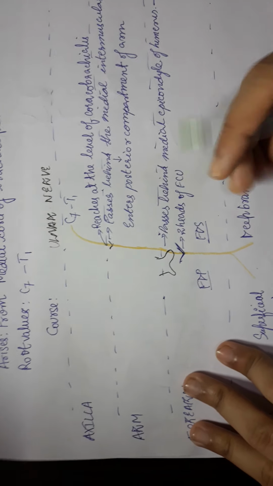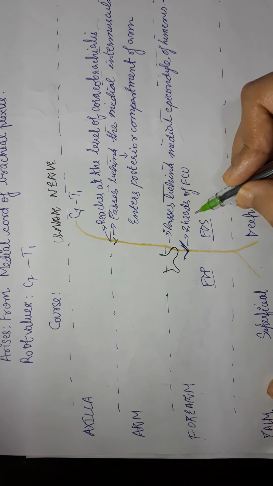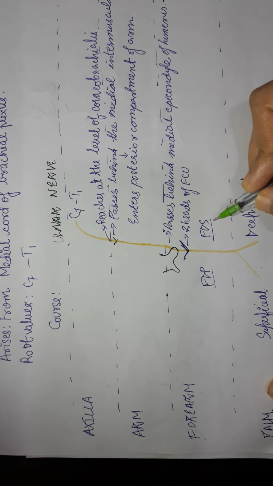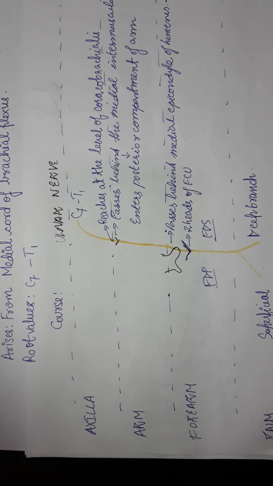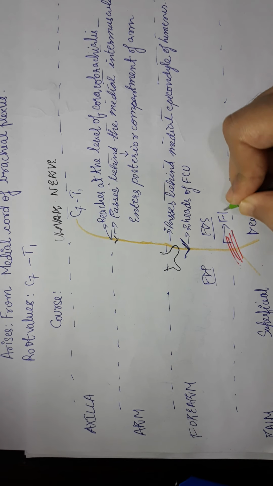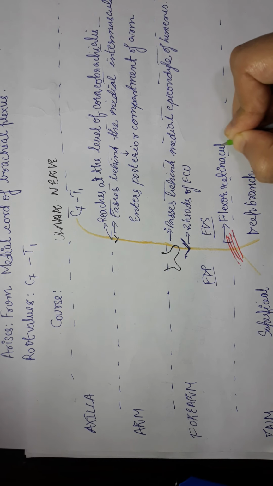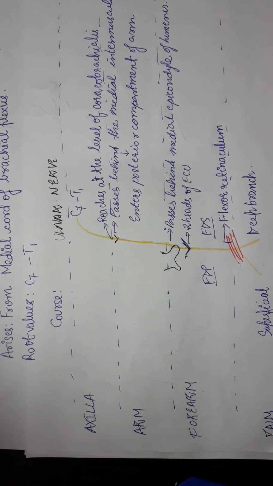In the forearm, it passes between the two heads of the flexor carpi ulnaris and in between the two muscles, that is the flexor digitorum profundus and flexor digitorum superficialis anteriorly. At the wrist, the ulnar nerve passes over the flexor retinaculum, and it divides into two branches, that is the superficial branch and the deep branch.